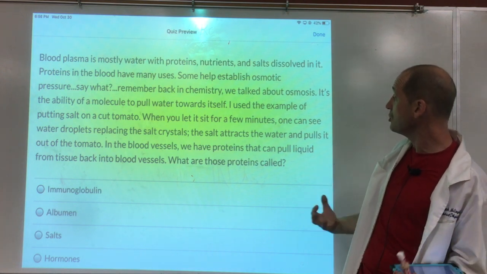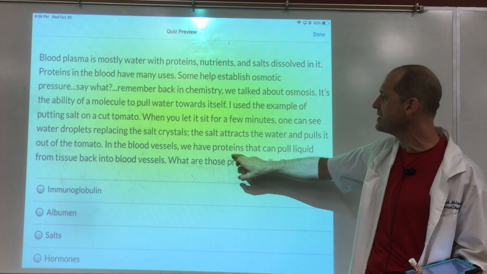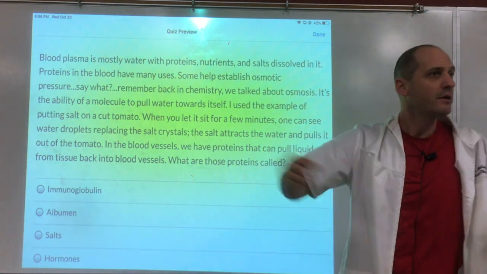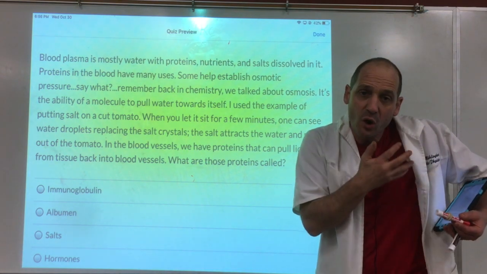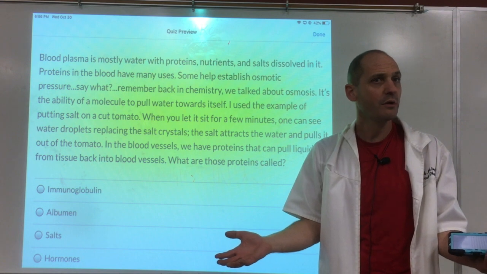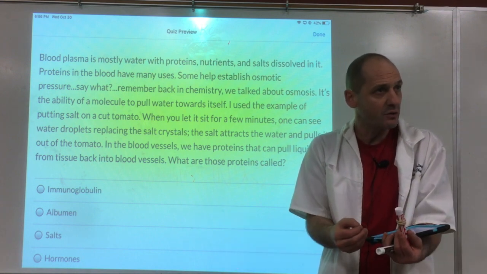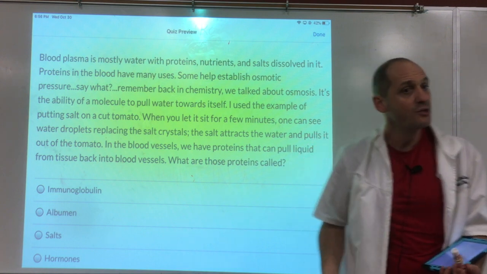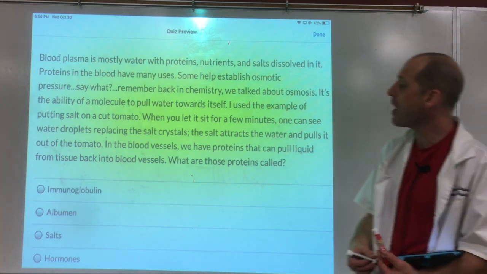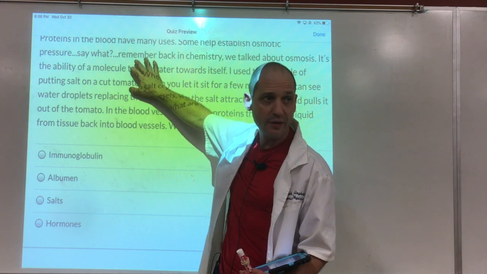And so we can use that in the blood vessel. We have some proteins that can pull liquid back into the vessels once the liquid leaves. When the blood comes into the tissues, the capillaries, the blood leaks out into the tissue. And how are you going to get that fluid back into the blood vessel, to then bring it back to the heart? That's where we use osmosis. And what molecules in the blood do we use to do that process?